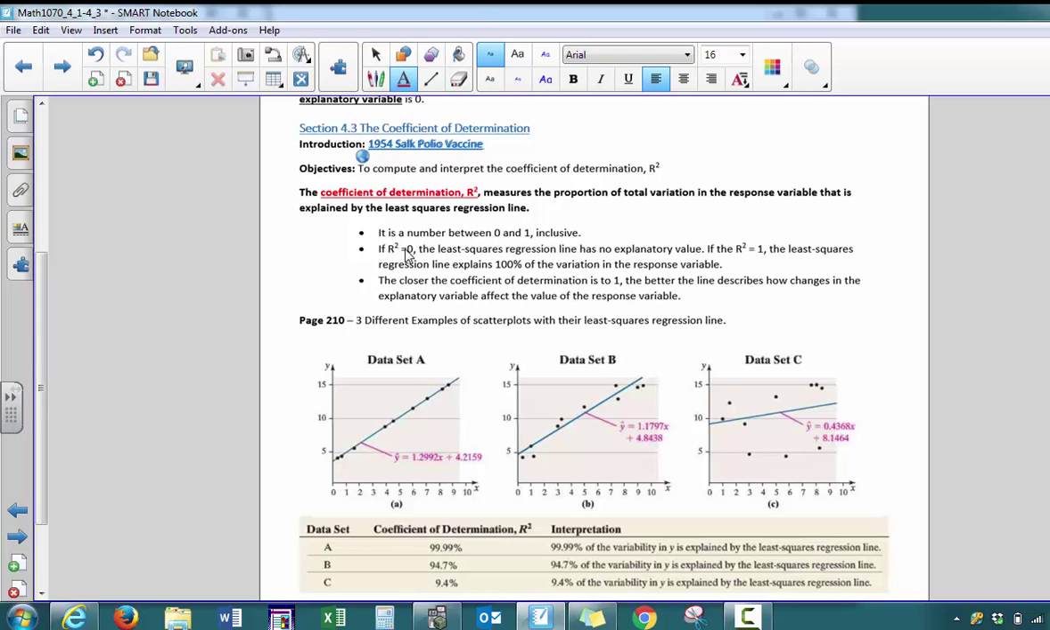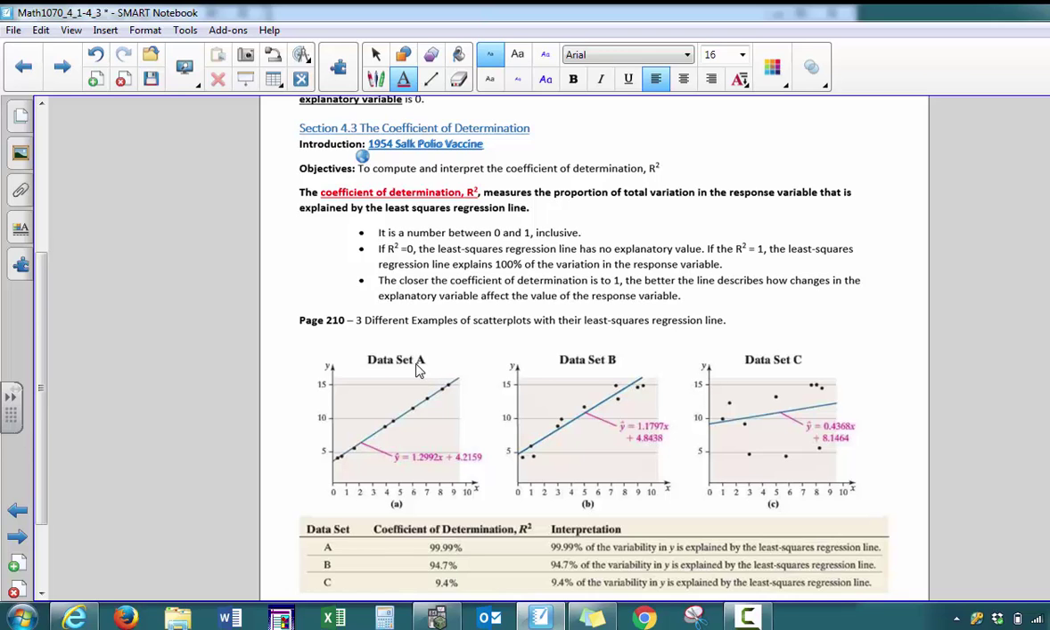If your r squared is equal to 0, that means your least squares regression line explains nothing. If your r squared is equal to 1, the least squares regression line explains 100% of the variation. It explains everything that's going on in this particular problem. The closer your coefficient of determination is to 1, or 100%, the better the line describes the changes. So here are 3 different examples.